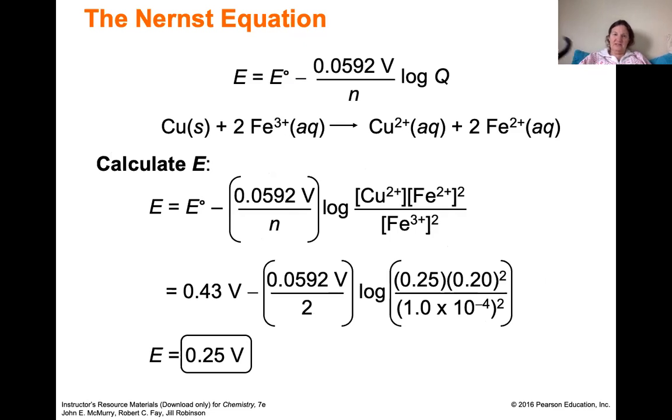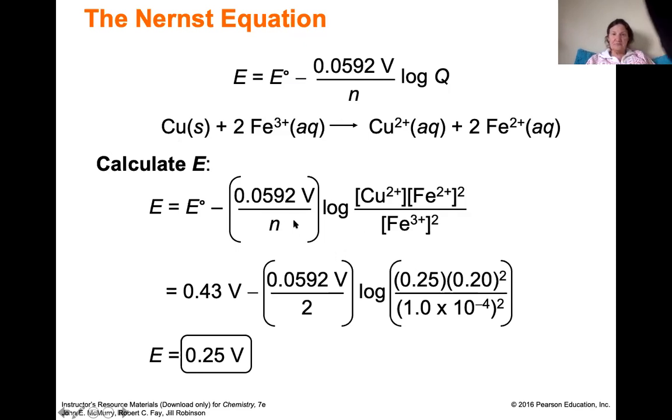Now we'll plug this into the Nernst equation. We have 0.43 minus our constant. In our reaction, it's easy to see there are 2 electrons transferred. Each iron goes from 3 plus to 2 plus, which is 1 electron, but in order to balance that, we had to have 2, so it's a 2 electron transfer. You can also see it from the copper, but if it's a balanced reaction, looking at either the oxidation or the reduction should give you the same information. The copper going from 0 to 2 plus also shows you it's a 2 electron transfer.